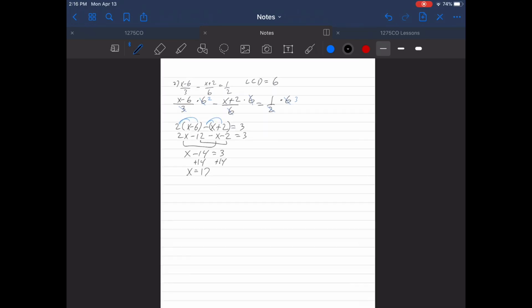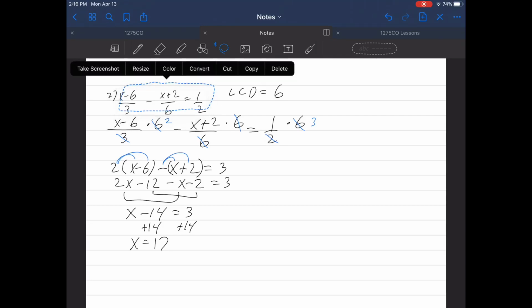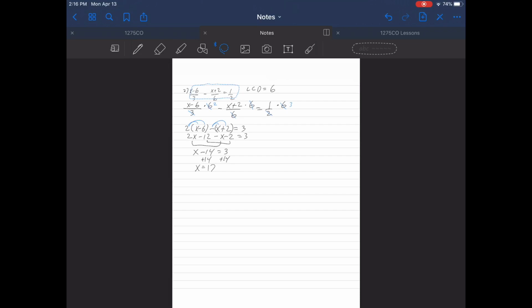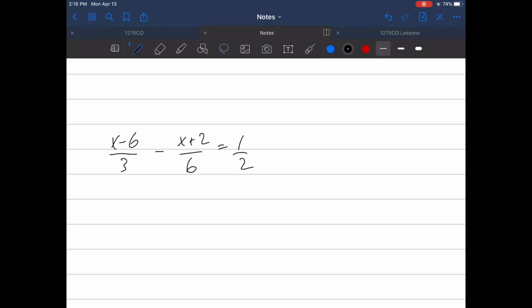That means x is equal to 17. This whole number 17, we're going to plug that in to our original equation. Let's copy it. Let's paste it here. And this is our check.